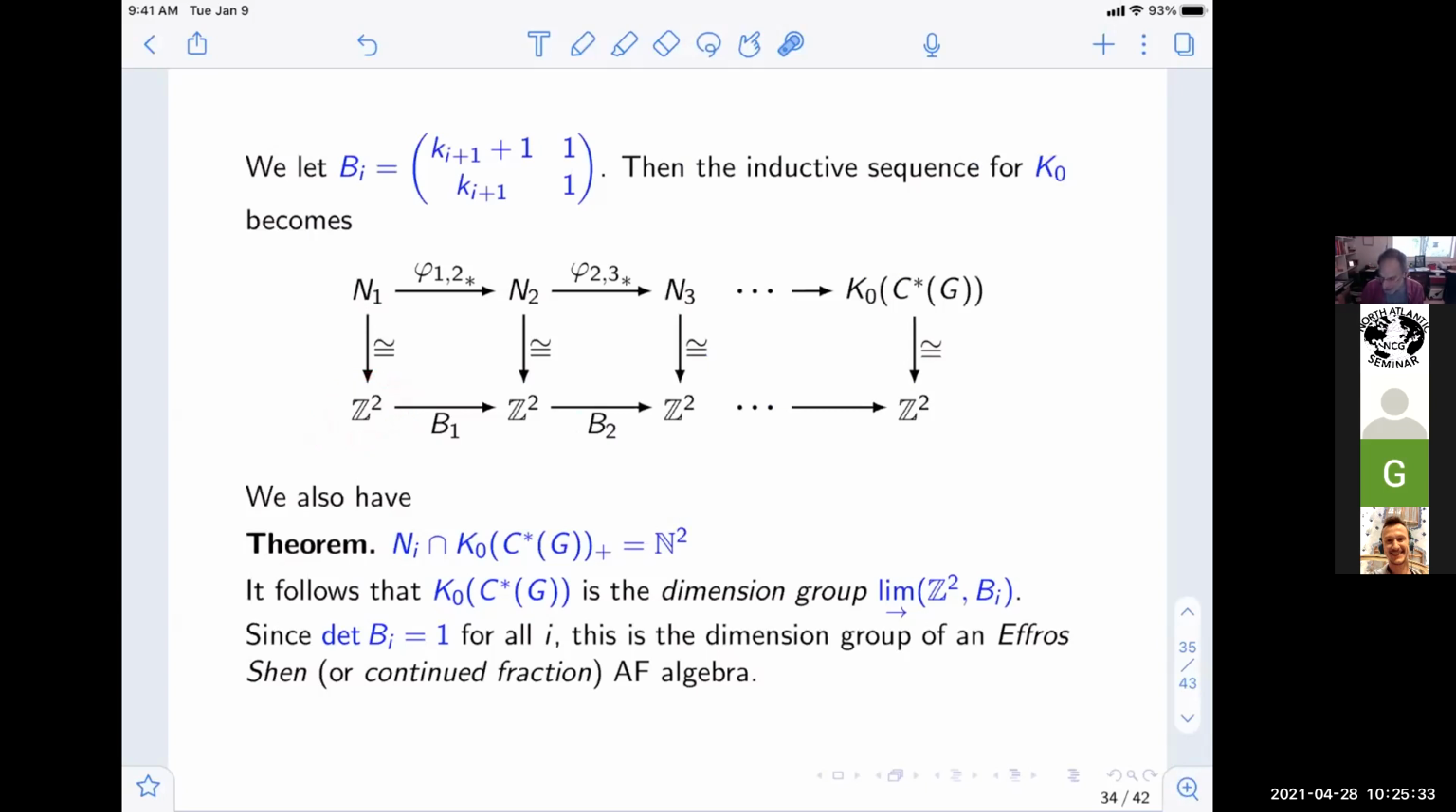So these are really the simplicial positive ordered groups, Z squared with N squared, all the way along the bottom. So this inductive limit is exactly giving us a dimension group, the kind Effros and Shen studied in their paper. So this ordered group K0 of G really is the dimension group of an Effros-Shen AF algebra.